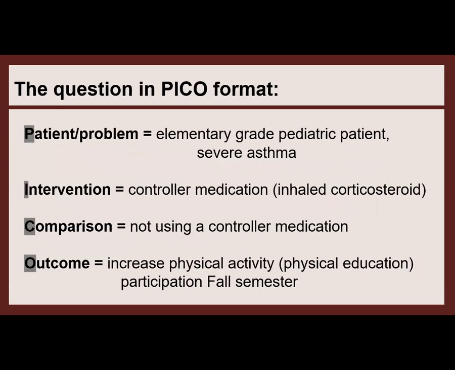The first thing to do is to break up the components of the PICO question. For patient problem, we have elementary grade pediatric patient with severe asthma. For intervention, we have controller medication, inhaled corticosteroid. For comparison, we have not using a controller medication. And for outcome, we have increased physical activity participation during fall semester.